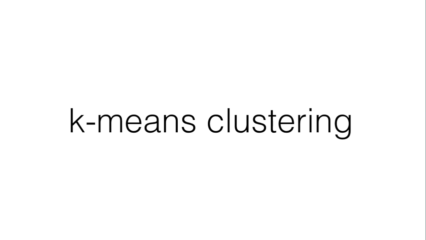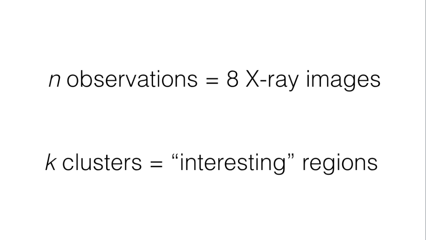K-means is a machine learning method of vector quantization and is popular for cluster analysis and data mining. K-means clustering aims to partition n observations into k clusters in which each observation belongs to the cluster with the nearest mean. In my project, the n observations were 8 X-ray images from the Chandra X-ray Observatory, and k clusters were interesting regions that I found on Cas-A.